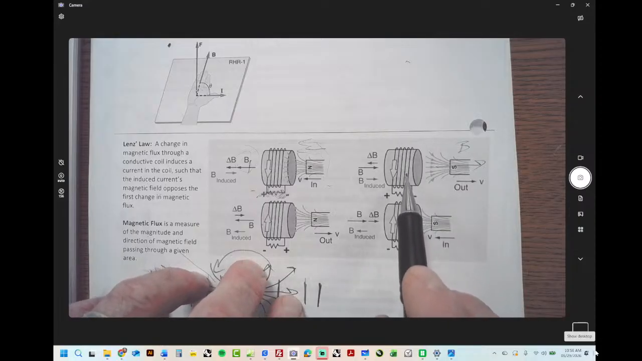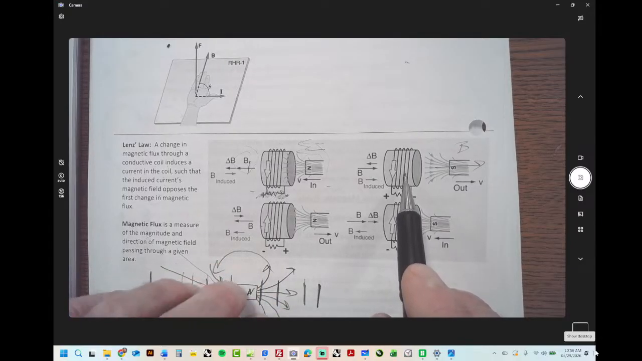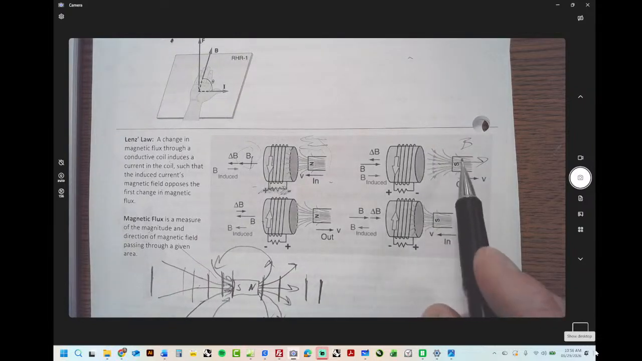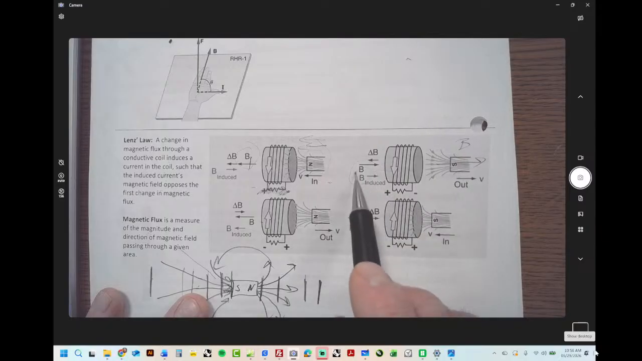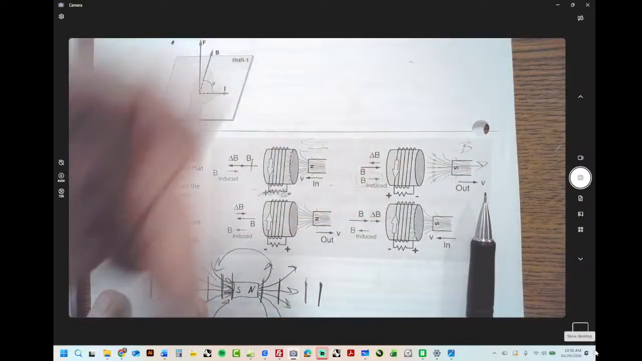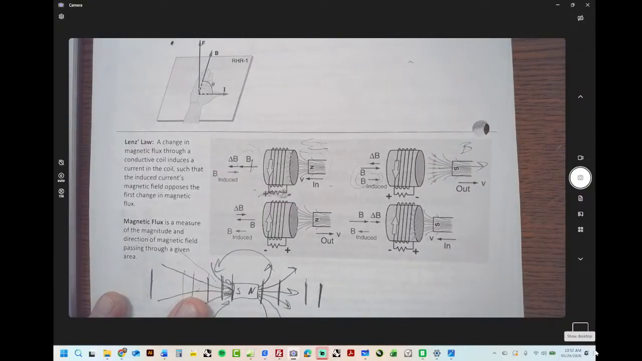So how do you oppose a weakening of a rightward field? Do you do it by creating a new rightward field or a new leftward field? New rightward field. The rightward field is decreasing. We need more rightward field to keep it the same. That's the idea. So the field in here is going to be to the right. That's what this induced B is showing here. So again, if you stick your fingers through this thing to the right and you curl your thumb around it, your thumb's going to point this way.